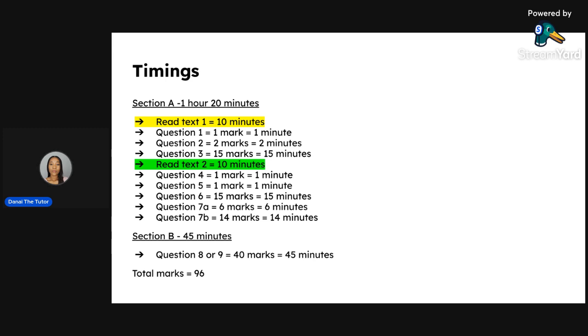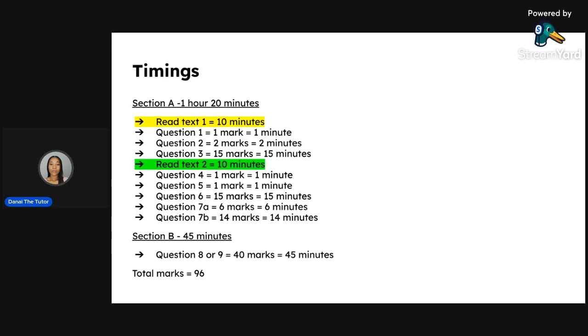This paper consists of a total of 7 questions for section A, with the 7th question being split into A and B, 7A and B. And then for section B, you have a choice of question 8 or 9. You pick one of them, and that question is worth 40 marks.